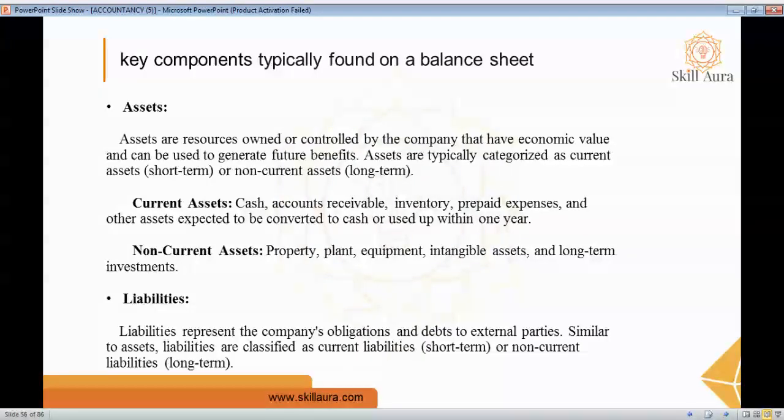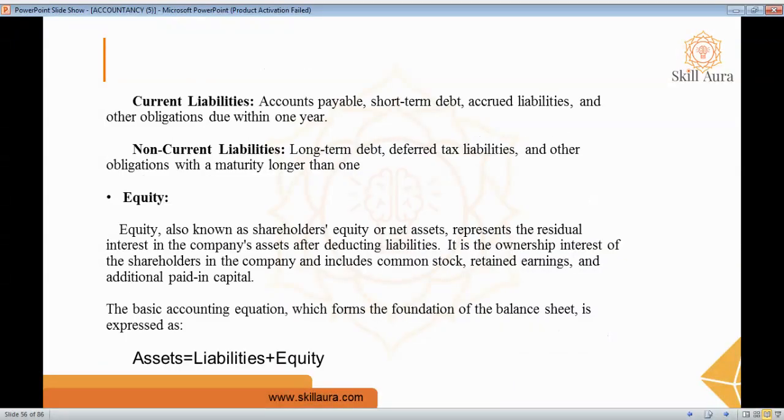This is what an asset is. When it comes to liability, it is nothing but the company's obligations and debt to an external party. Liability is classified as current liability, that is short term, and non-current liability, which is long term. Current liability includes accounts payable, short-term debts, accrued liability, and other obligations due within 1 year.